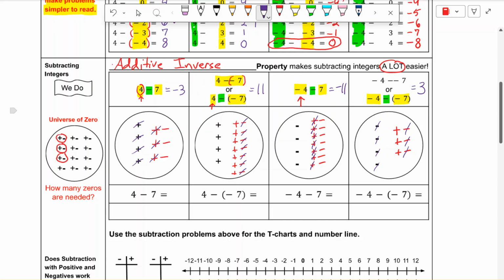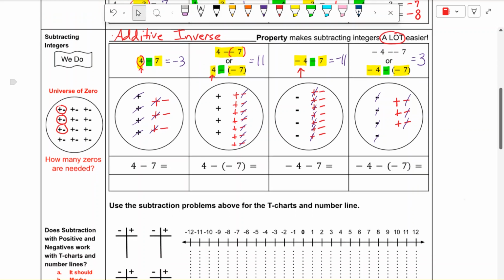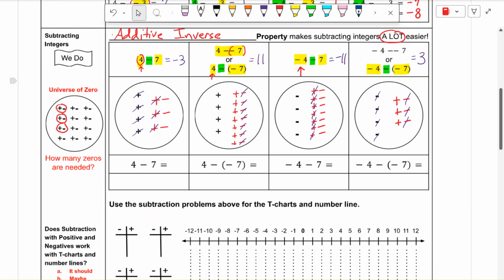All right, that's using the universe of 0. And I want to show you something that's called the additive inverse property now. And I would like you to really hone in on this because it's going to make your life way easier. Okay, so what is this additive inverse thing? Well, it's 2 parts. Okay, when you see a subtraction sign, you're going to make it into an addition sign. And then the number after that addition sign, you're going to do the inverse of it. So the inverse of 7 is like the opposite. What is the opposite of 7?